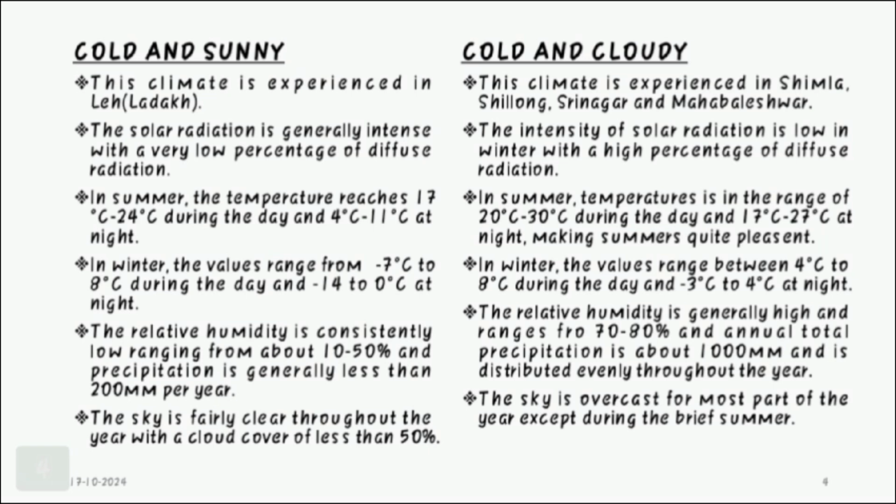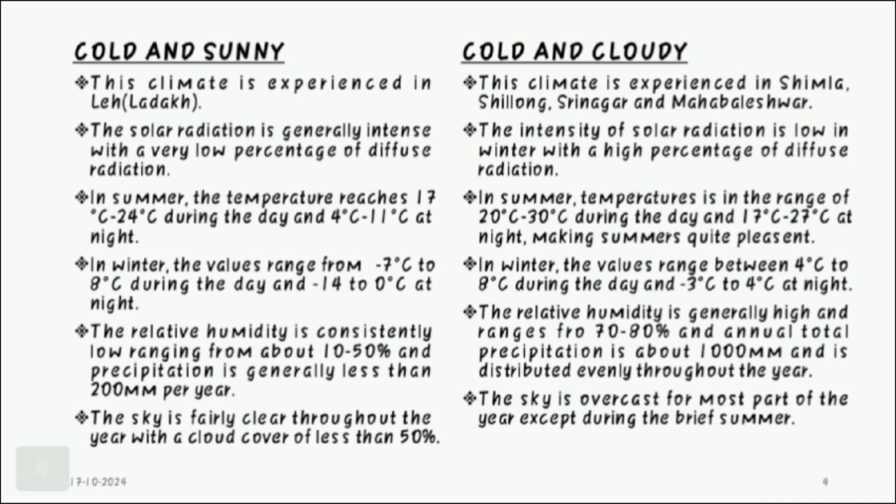Under the cold and sunny, in winter, the values range from 7 degrees Celsius to 8 degrees Celsius during the day and -14 degrees Celsius to 0 degrees Celsius at night. But in cold and cloudy, in winter time, the values range between 4 degrees Celsius to 8 degrees Celsius during the daytime and -3 degrees Celsius to 4 degrees Celsius at night times.